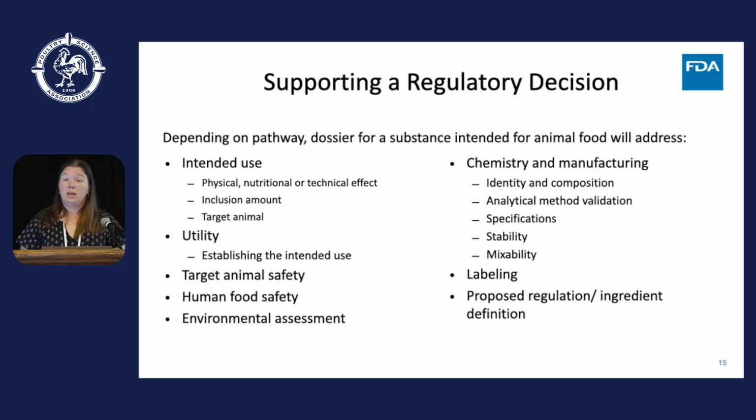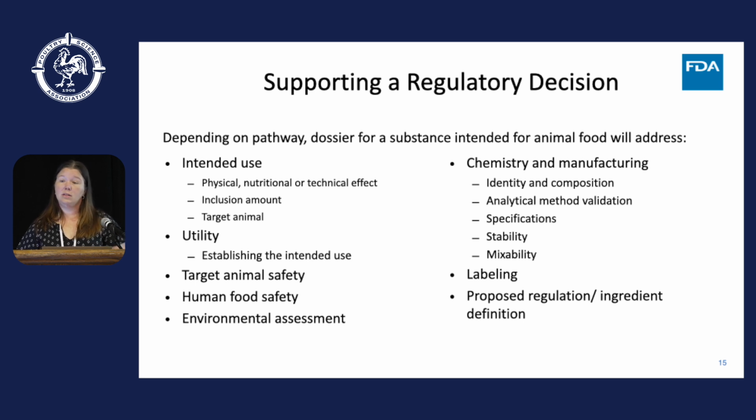There's also the chemistry and manufacturing section, and that's going to include 5 different key components. The first is the identity and composition. We want to know about the substance that you're feeding. Next is the analytical method validation. What analytical methods are you using? Those analytical methods need to be validated, both for analyzing the substance in the feed, as well as, when we're talking human food safety, being able to analyze for those residues and metabolites in the meat or eggs.